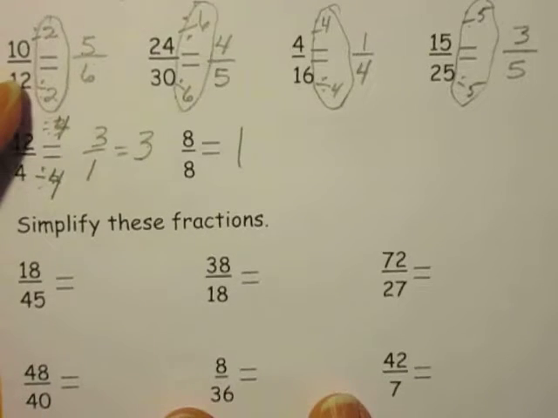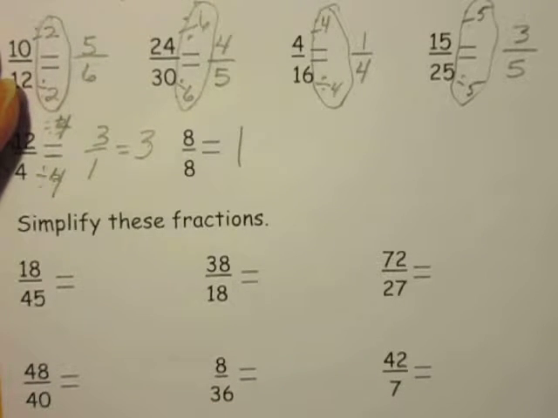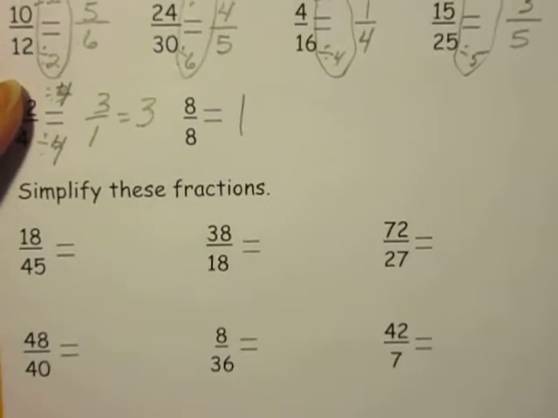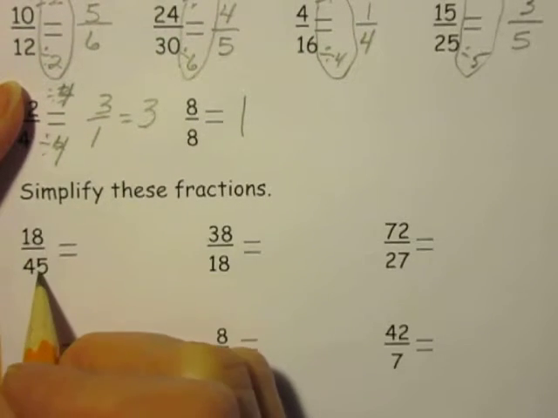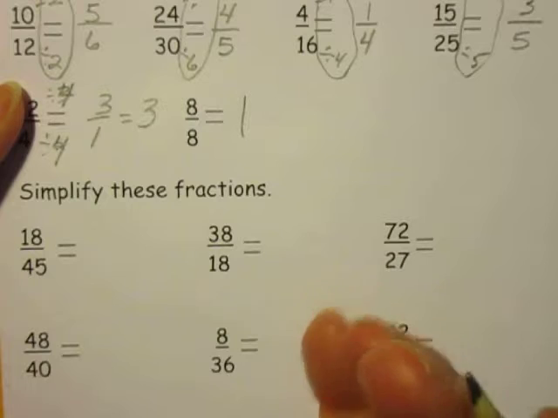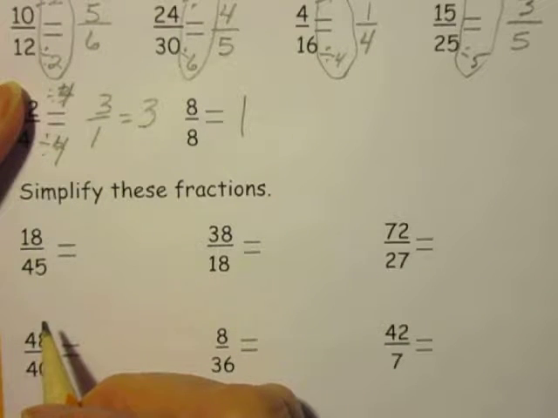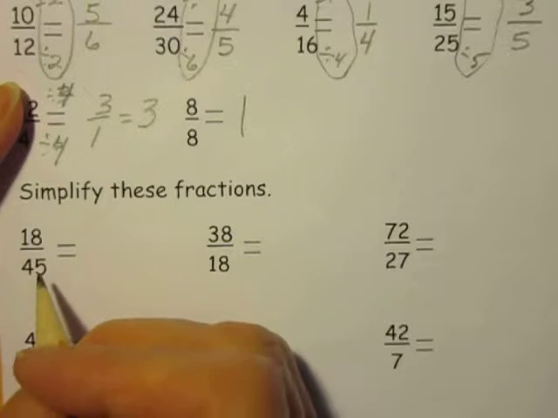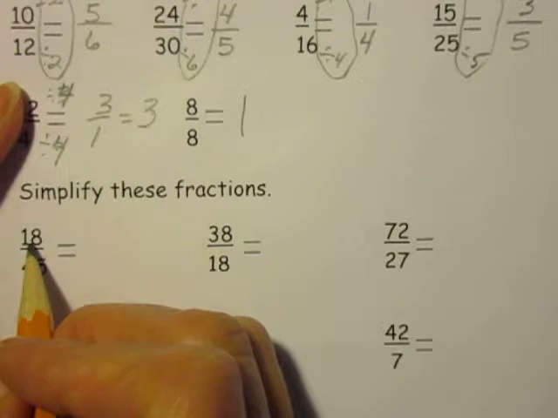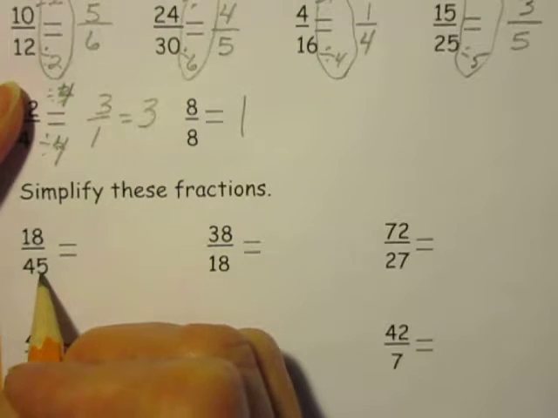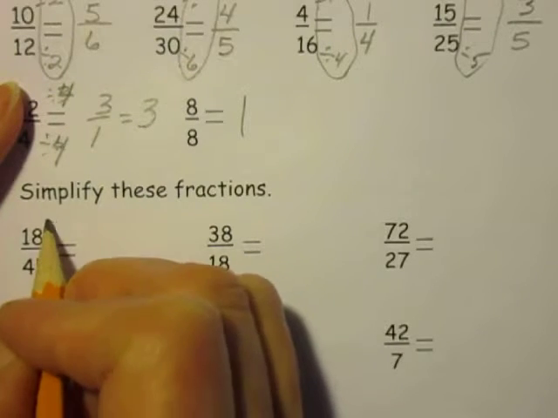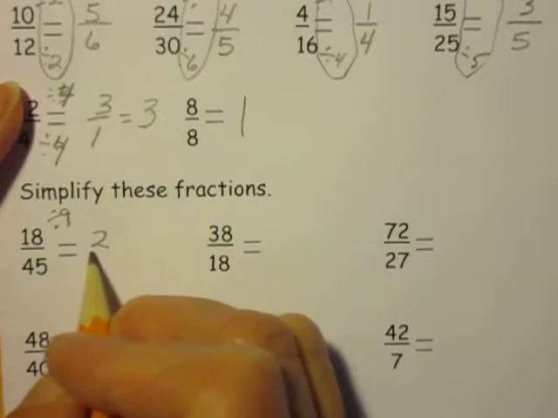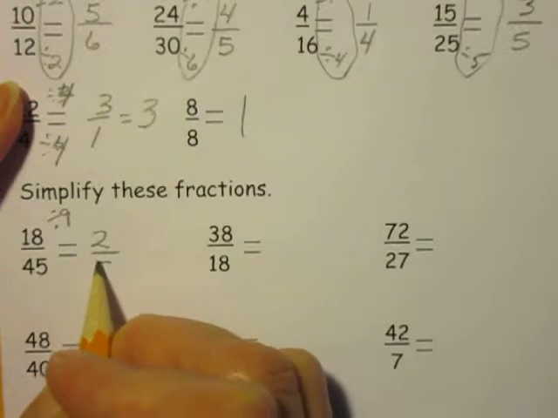So on the remaining ones here, we're going to practice a couple different things. We've got 18 over 45, and this is where you kind of have to have your multiplication facts. So if you're struggling with those, you might want to go back and do that multiple activity that we did on our first day. 18 and 45 are multiples of 9, so I can divide them both by 9. I'm just going to write it one time up here. 18 divided by 9 is 2. 45 divided by 9 is 5.